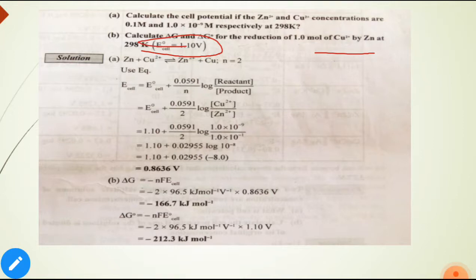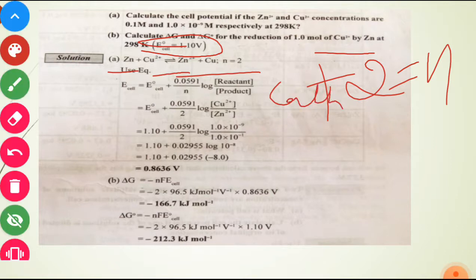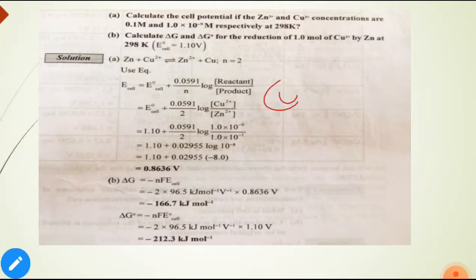Okay, first you have to write the cell reaction, the zinc and copper net cell reaction. We all know that here the zinc and copper both exist in the +2 oxidation state, so N is equal to 2. Then you have to take the general formula, E is equal to E naught plus 0.0591 divided by 2 of log of, here always you have to take the cathode divided by anode. Here the cathode is copper and the zinc acts as the anode.